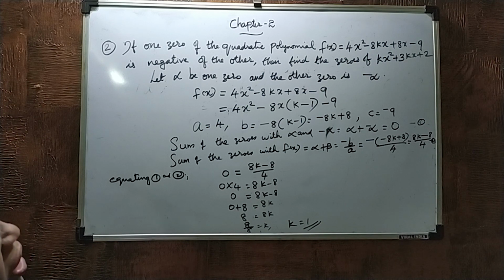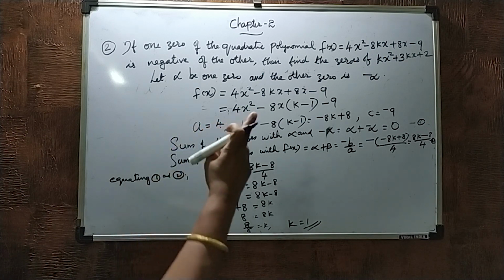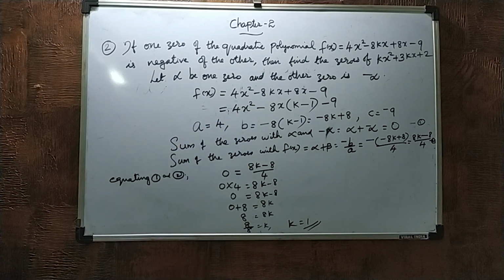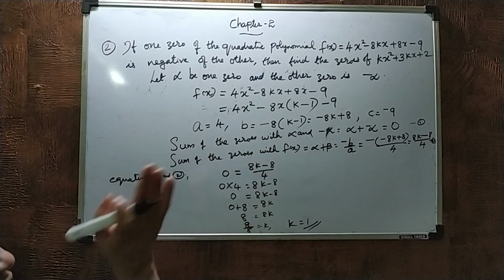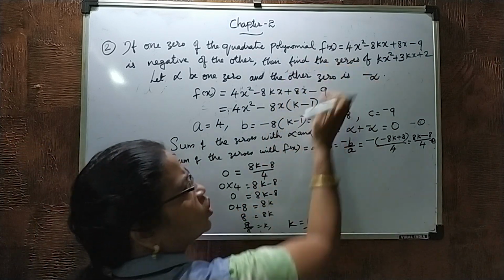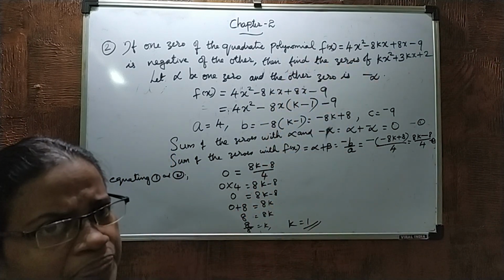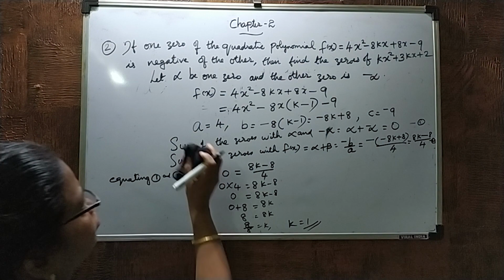This is not the question. They ask you to find the zeros of the new polynomial kx square plus 3kx plus 2. So what will the polynomial be if k is equal to 1? That is the next thing we are going to find out, and after that, find the zeros by splitting the middle term. So we'll find out now.